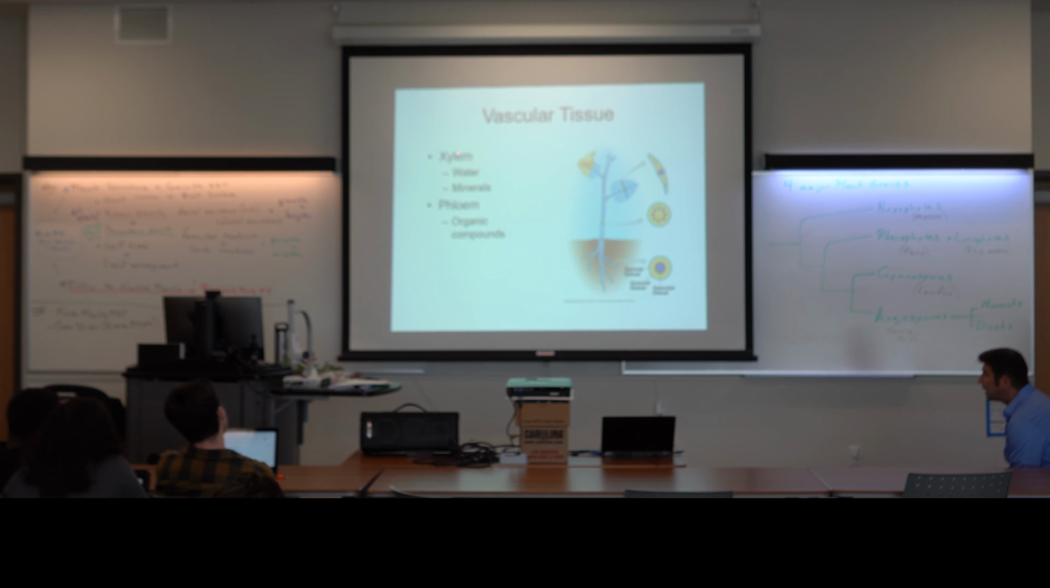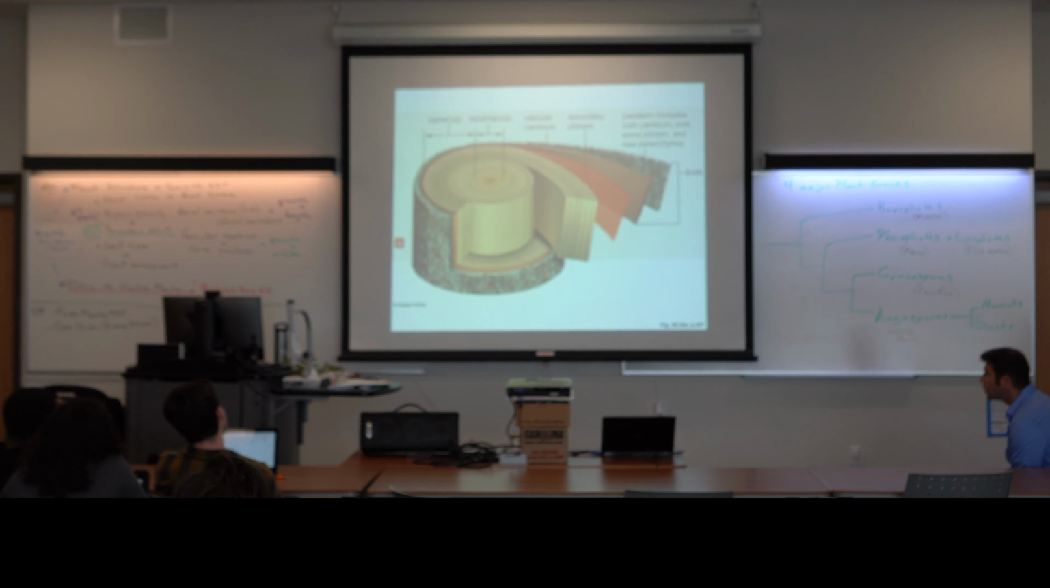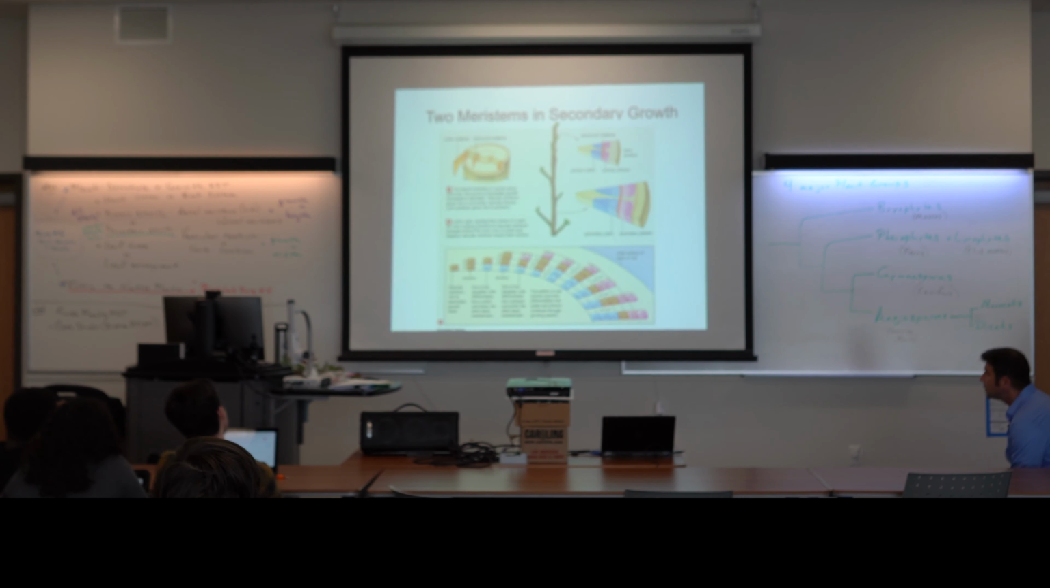So xylem again carries water, phloem carries sugar, and when we go back a couple of slides to look at how those vascular tissues are laid down, they are laid down on either side of a vascular cambium. I mentioned this before. If we could peel away the bark, there is a single layer of living cells underneath the bark that's called the vascular cambium. And it's that single layer of cells that's responsible for laying down new phloem and new xylem.